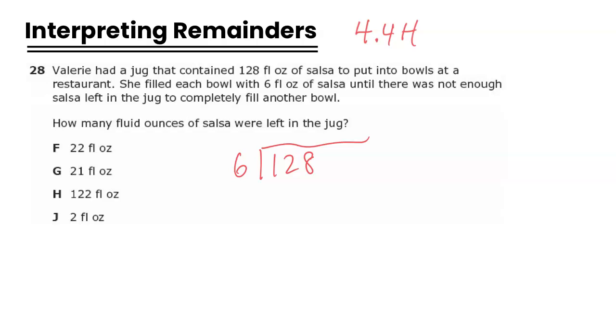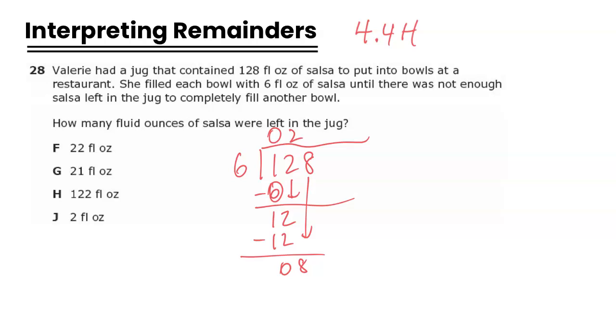6 will go into 1 0 times. 0 times 6 is 0. 1 minus 0 is 1. Bring down the next place value. 6 then goes into 12 twice for a total of 12. And of course, we would have students create a top-bottom chart here as we're doing this. And so when we do this subtraction, we're going to end up with 0 and bring down the next place value, which would be 8.